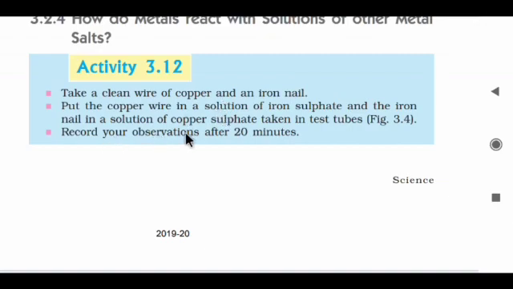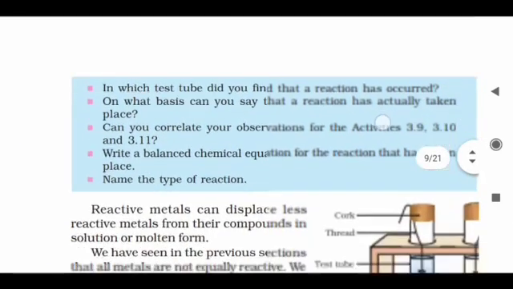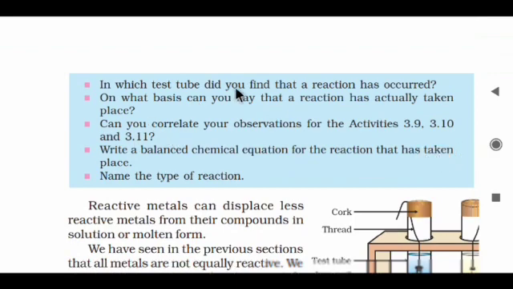Record your observation after 20 minutes. In which test tube did you find that a reaction has occurred? On what basis can you say that a reaction has actually taken place? Can you correlate the observations for activities 3.9, 3.10 and 3.11? Write a balanced chemical equation for the reaction that has taken place. Name the type of reaction.